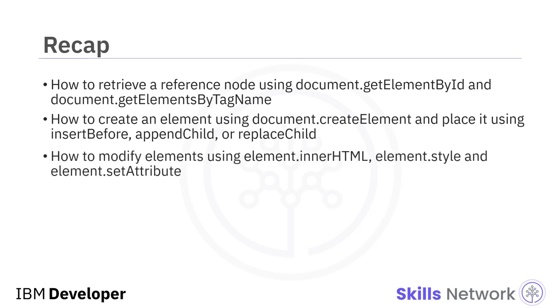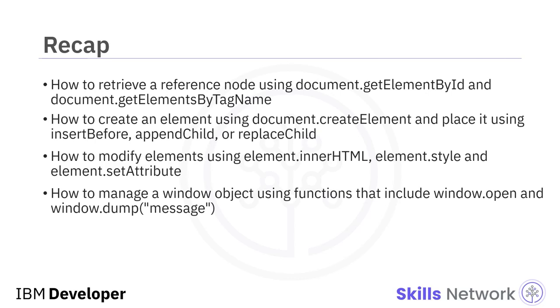You can modify elements using element.innerHTML to retrieve or set the contents of an HTML element, element.style to retrieve or set the inline CSS style, and element.attribute to modify the attributes of an element. You can manage a window object using functions including window.open to return reference to a new window object for the web browser, and window.dump message to write a string into the console for the web browser. This is not an exhaustive list. Many more functions exist that enable you to work with HTML elements and nodes.